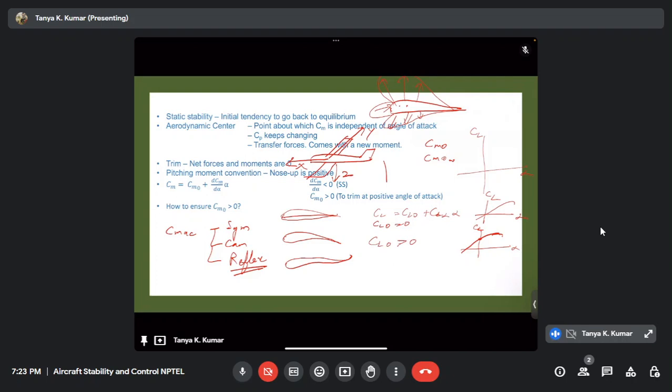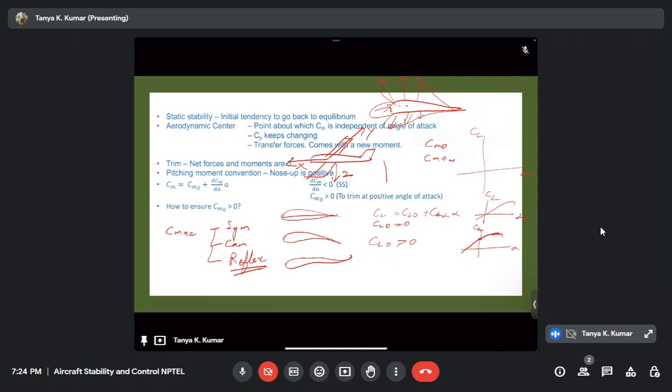Then we had seen the linearized version for the pitching moment coefficient: Cm is Cm naught plus Cm alpha into alpha. And we had seen that the only condition for longitudinal static stability is that Cm alpha should be less than 0. Another condition that we saw is Cm naught should be greater than 0. This is in no way related to stability. We prefer Cm naught to be positive because we wish to trim our aircraft at positive angles of attack. The only condition for longitudinal static stability is that Cm alpha should be less than 0.